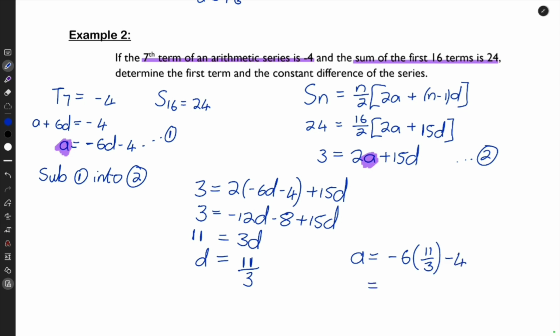By solving this equation, I can then see the answer is going to be a is equal to minus 26. And there you solved the question.